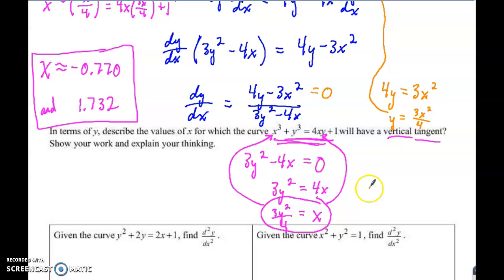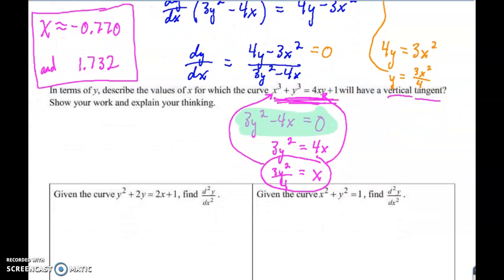And if they want a description, this is a very poorly worded question. If they wanted a description, you could say, well, it's values of x that are satisfied by this equation and this equation. And it might even want you to explain that you set the denominator equal to 0. But usually, if you show this work, you'll get full credit on at least that point. You don't actually have to describe that.